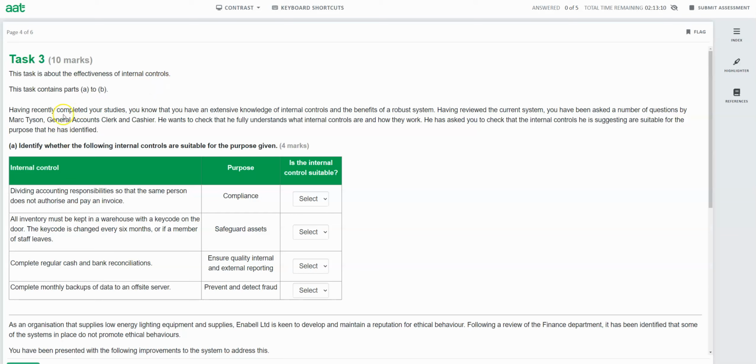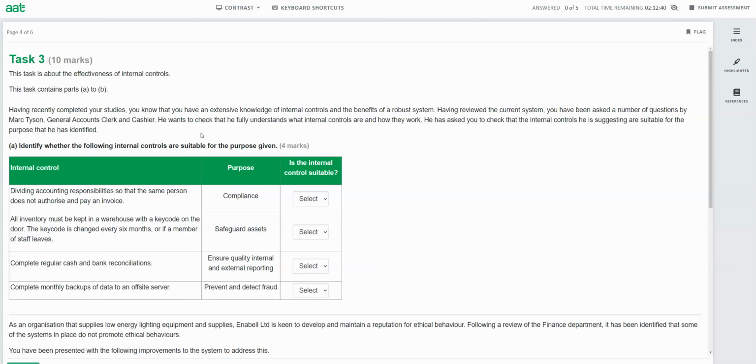So let's read this question. Having recently completed your studies, you know that you have an extensive knowledge of internal controls and the benefit of a robust system. Having reviewed the current system, you have been asked a number of questions by Mark Tyson, General Accounts Clerk and the cashier. He wants to check that he fully understands what internal controls are and how they work.